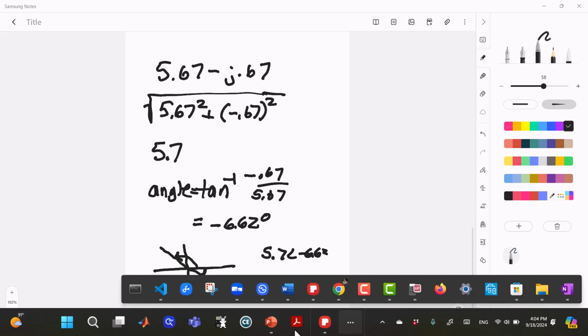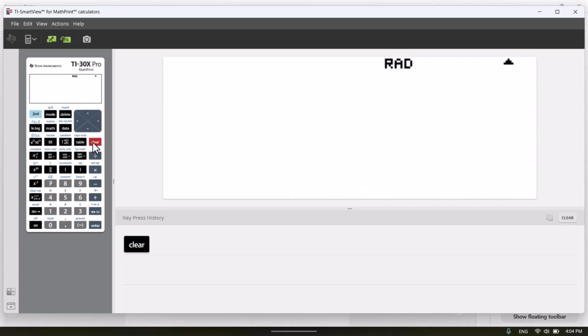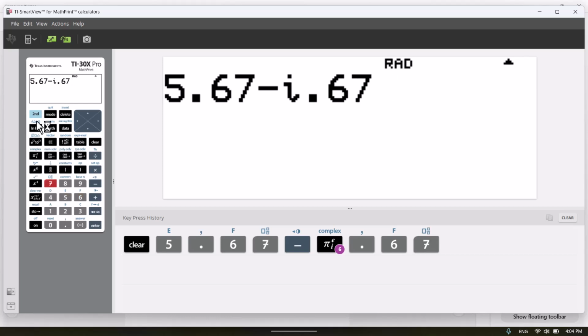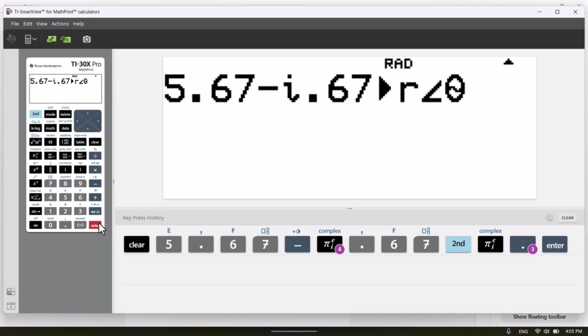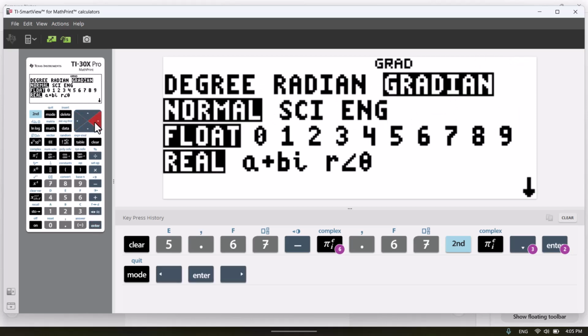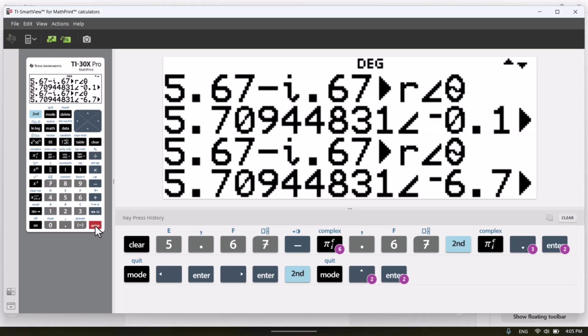On this calculator, I can do 5.67 minus j 0.67, and then I can go to my complex menu and say change to r comma r theta, and it gives it to me in r theta, except I'm in radians. I need to be in degrees. And there it gets me the right answer. So if you don't have a calculator that does this easily, you would need to get one. Okay, so any question?